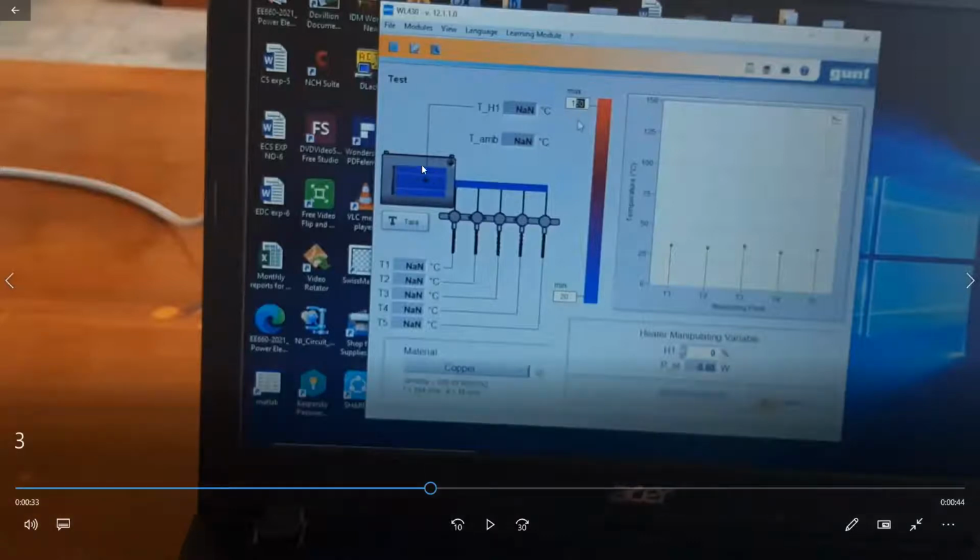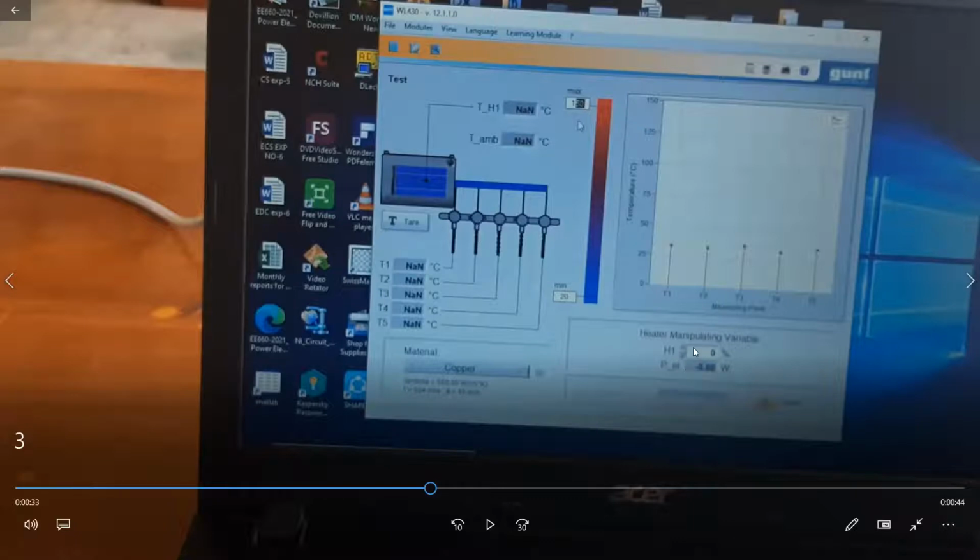The temperature of the heater, and this is ambient temperature and heater temperature. Ambient temperature means the environmental temperature. TH1 means the temperature inside the heater. So all together we have 5 different temperatures in 5 different places, plus inside the heater and outside the environment. So there are 7 different temperature inputs we are getting from this software.